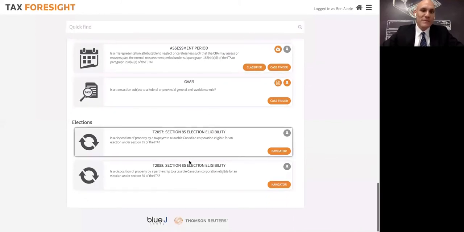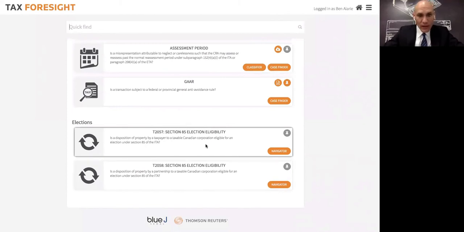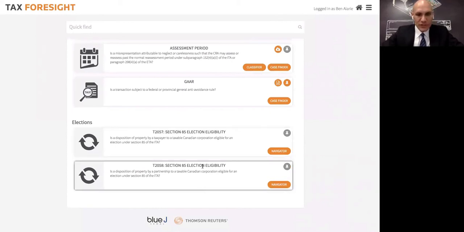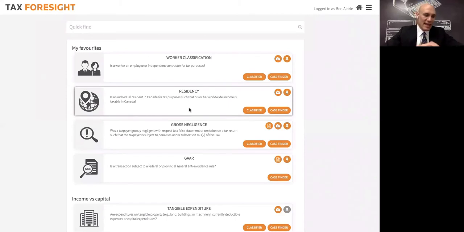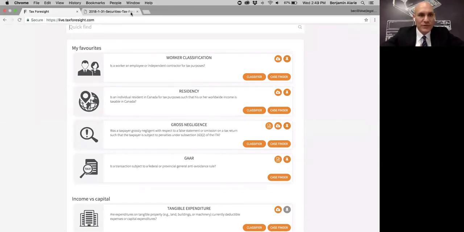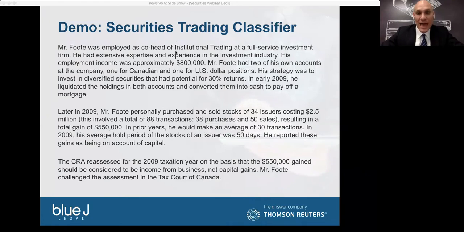We talked about the GAR. And then we've got rollover eligibility navigators. Are you eligible for a rollover to a company pursuant to Section 85? And we've got a special one for partnerships and a special one for corporations and the relevant filings there, the relevant elections. Okay, so that's Tax Foresight in a nutshell, how individuals are using machine learning to essentially answer these kinds of questions. I'm happy to take questions now.